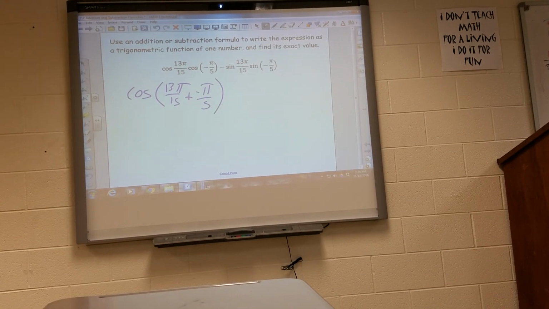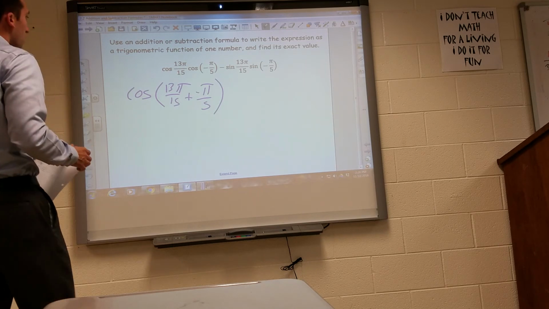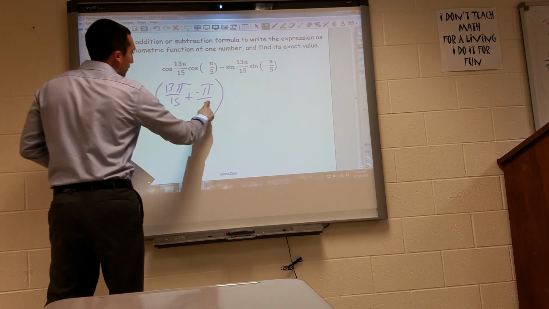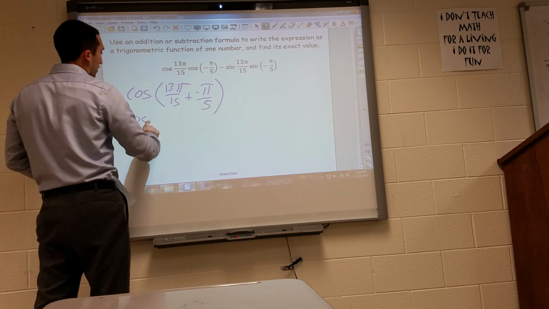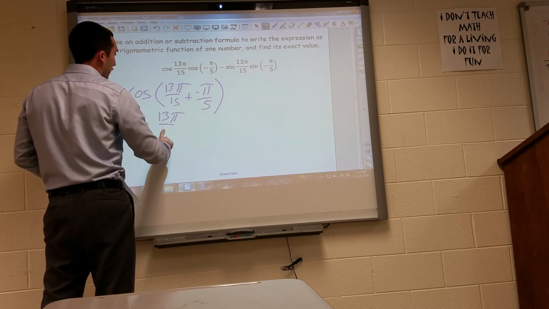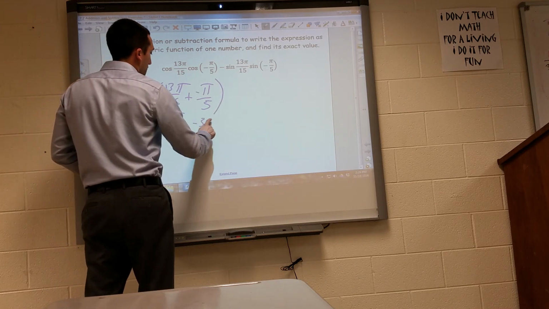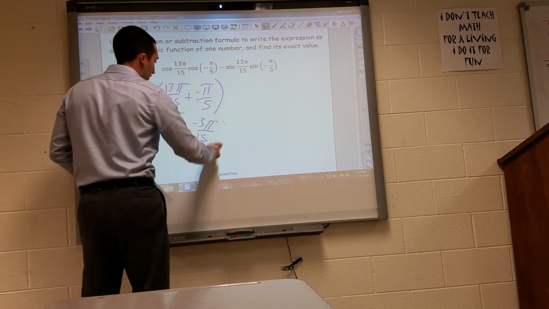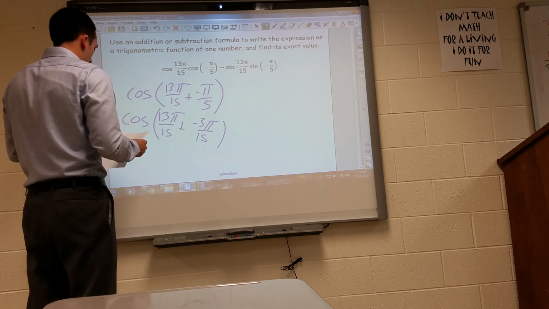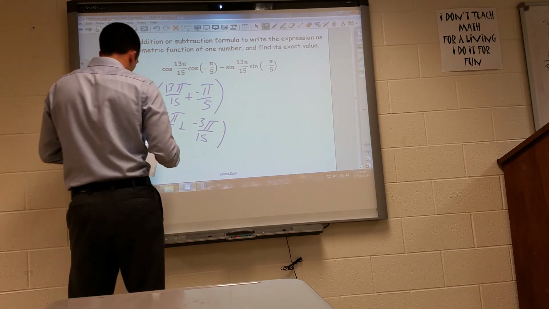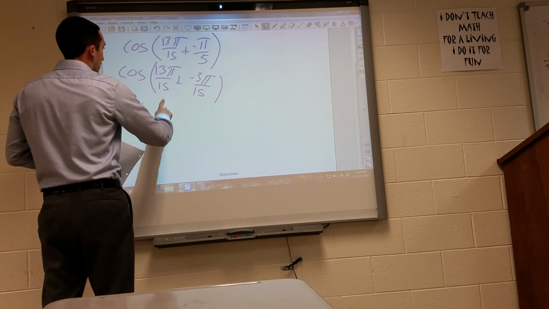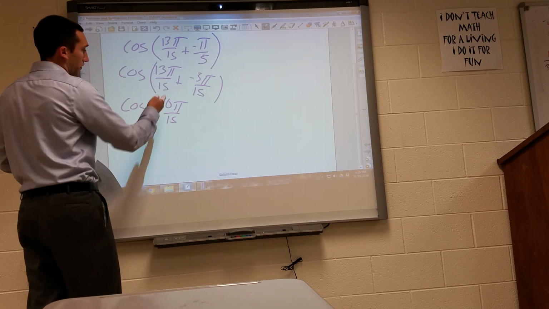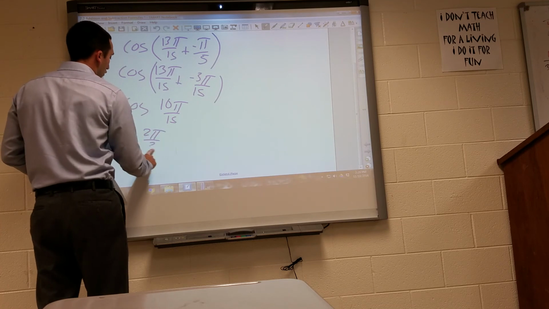And finally, when I have cosine of 13 pi over 15 plus negative pi over 5, I'm going to want to get a common denominator. So that's going to give me cosine of 13 pi over 15 plus a negative 3 pi over 15, right? 5 to get to 15, I just multiplied by 3, so I multiplied the numerator by 3. And if I keep on going, that gives me cosine of 10 pi over 15, which reduces down to cosine, if I divide them both by 5, 2 pi over 3.